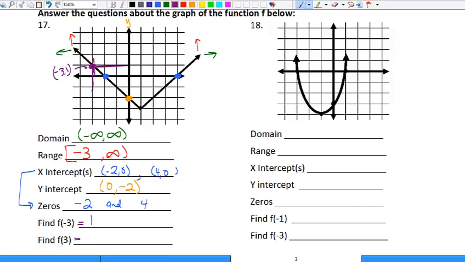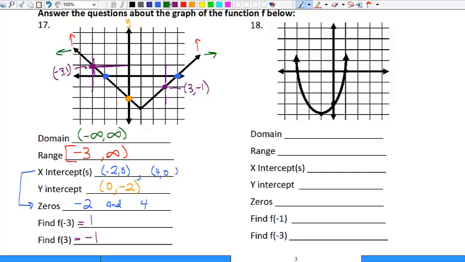When I'm trying to find f of positive 3, I go over to the positive 3 and I look up and down. Oh, there it is right there. The point is 3 comma negative 1. So if x is 3, then y is negative 1. And that's how you find those values.